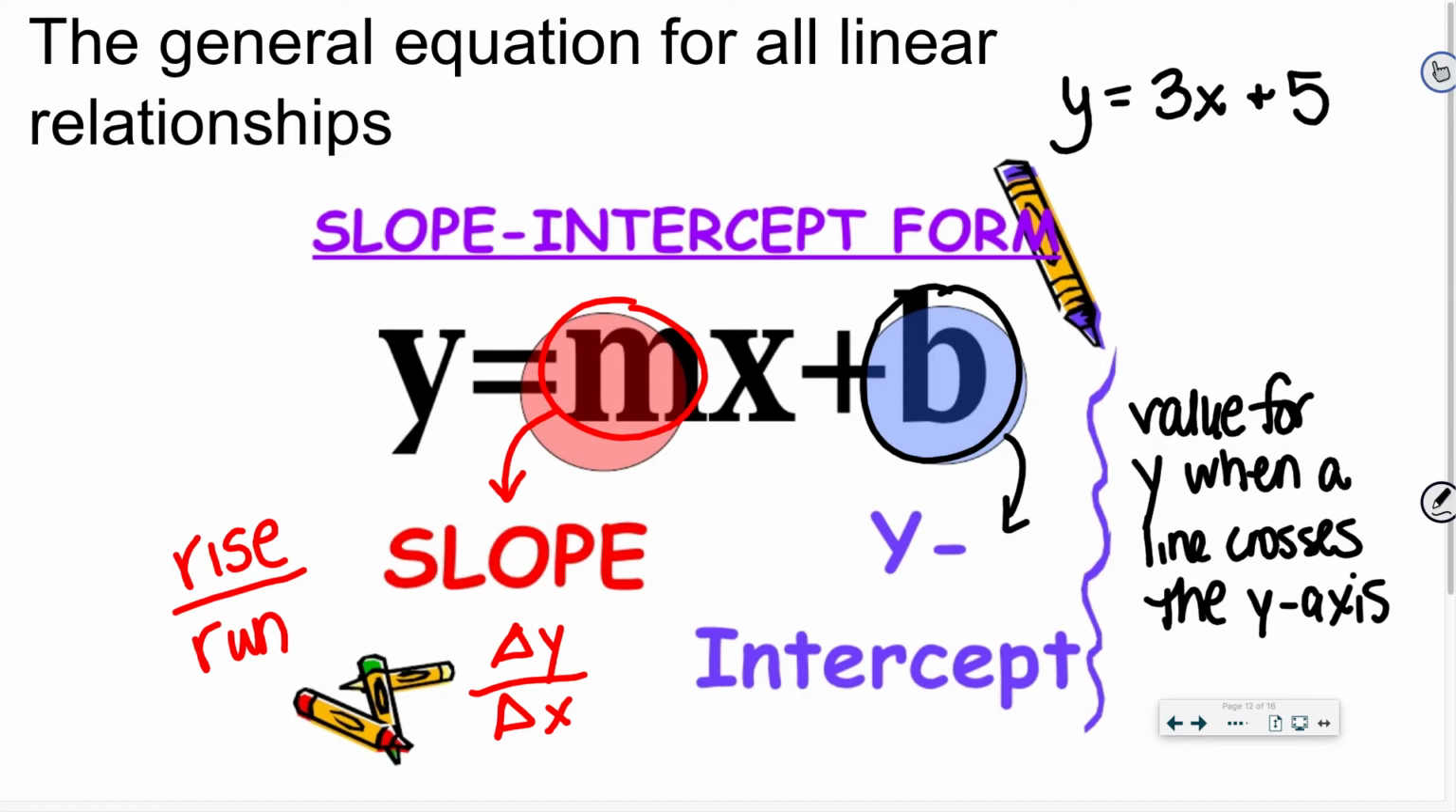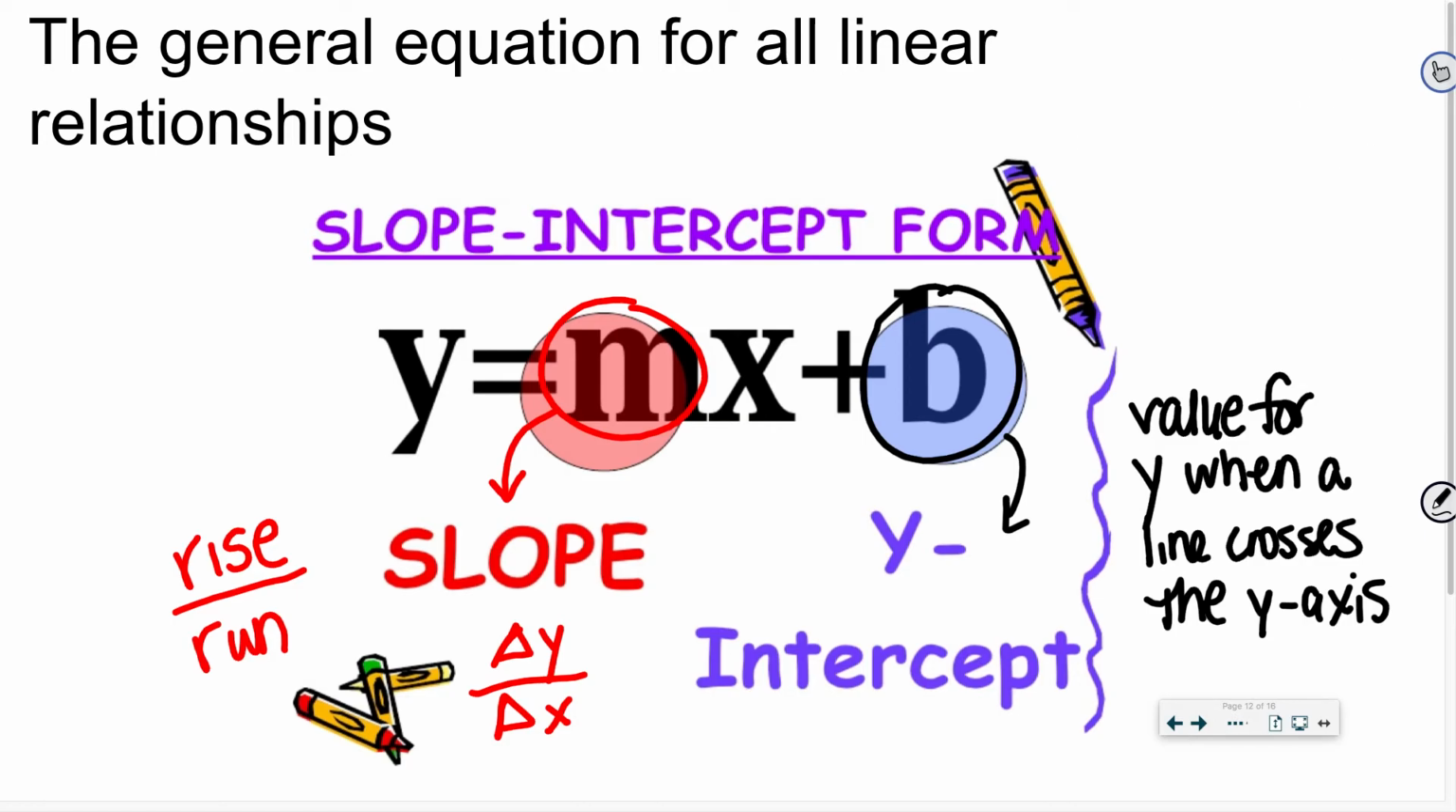3. Not 3x, just the 3. And what's my y-intercept? 5. Good. How about this one? What's my slope? 1/3. And what's my y-intercept? -6. Good. Does everyone have this written?